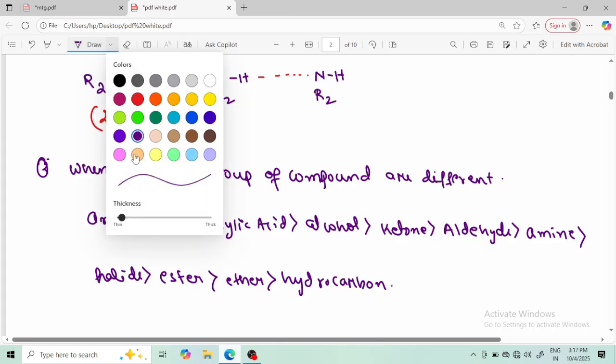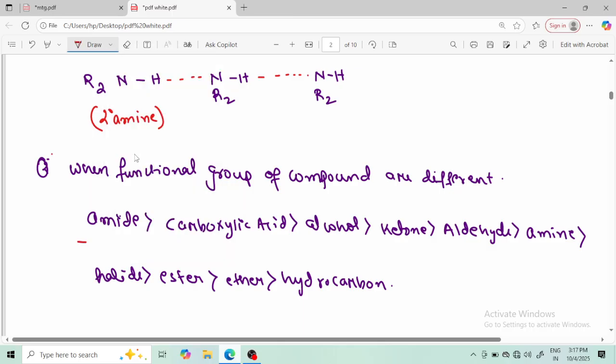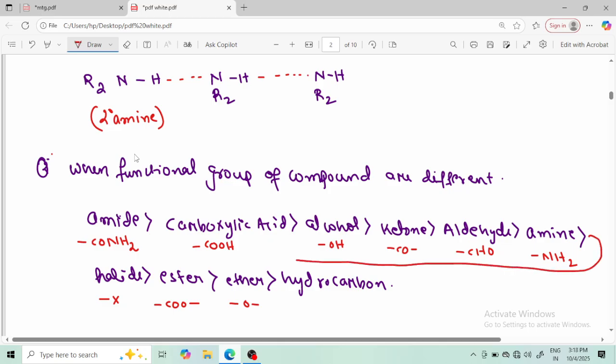Now what's the functional group of amide? The functional group of amide is CONH2, right? Carboxylic acid is COOH, alcohol is OH, ketone is CO, aldehyde is CHO, amine is NH2, and if it's halide then it will always have halogen with alkyl. Ester is COO, ether is O, right? These are the functional groups. Remember, amine has more boiling point than halide, okay? So the sequence is going like this.